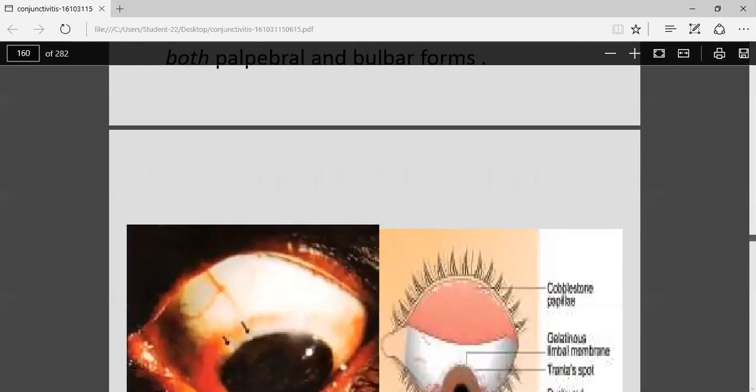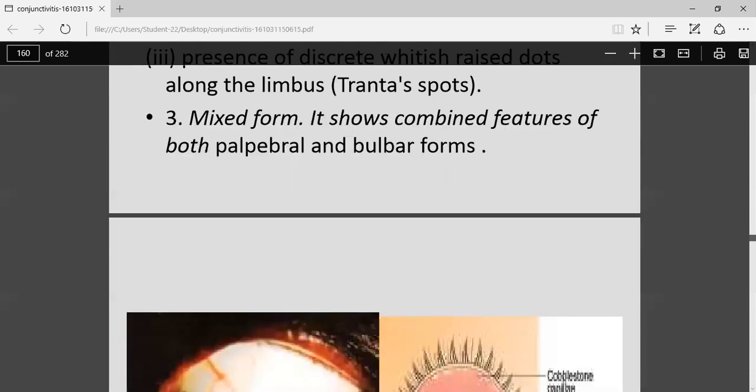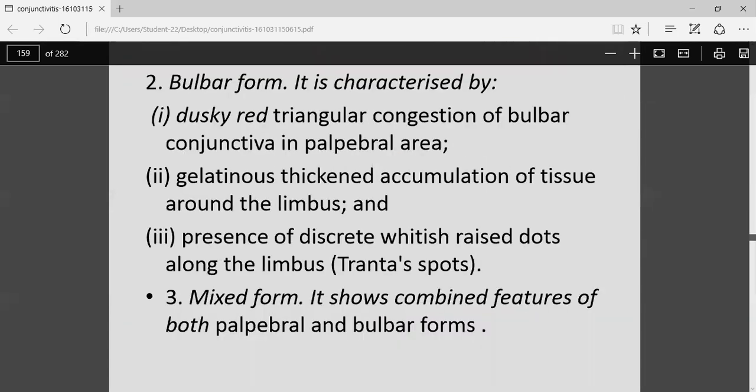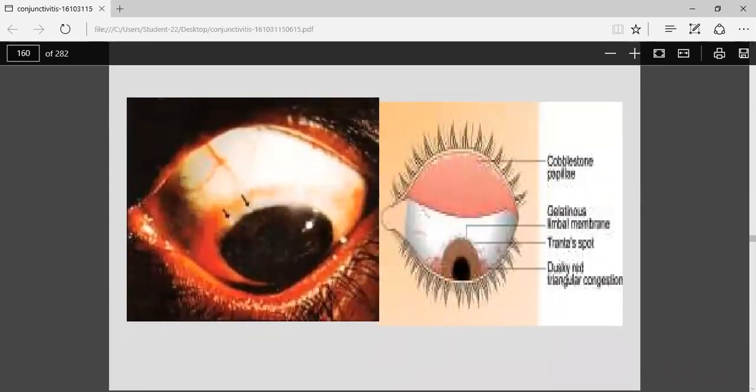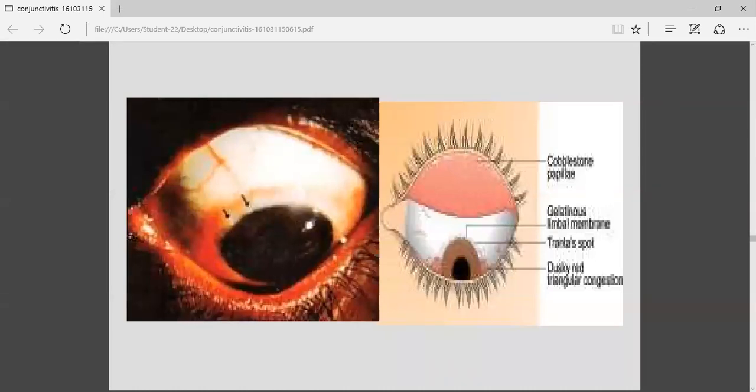Yeah, this is another picture. The cobblestone papillae. Okay, this is not that clear, but still, this is just a schematic diagram to show you the three types. Number one, the palpebral type of VKC. Number two, the bulbar type or the limbal type of VKC. And then the third is a mixed type where you find both the palpebral and the limbal variants.